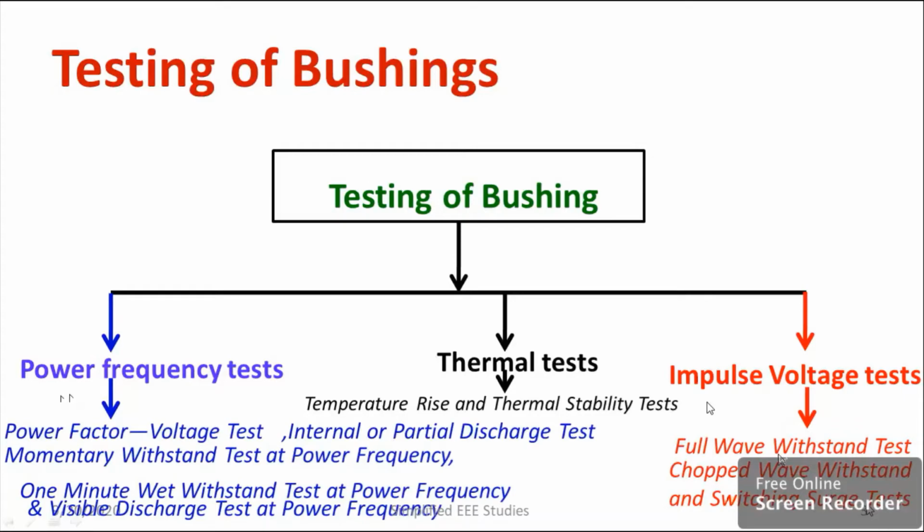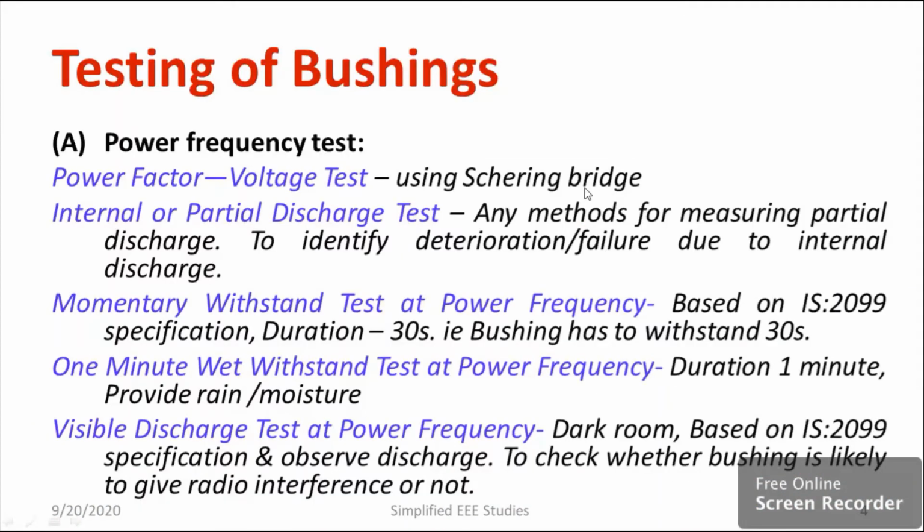First, let me explain about the power frequency test, how to conduct the power frequency test and what the significance of conducting it is. The first procedure of the power frequency test is the power factor voltage test. This test can be conducted with the help of a Schering bridge. We will be taking a sample of bushings. Then the sample of bushing insulator will be placed at one arm of the Schering bridge. Thereafter, you will be balancing the bridge and computing tan delta.